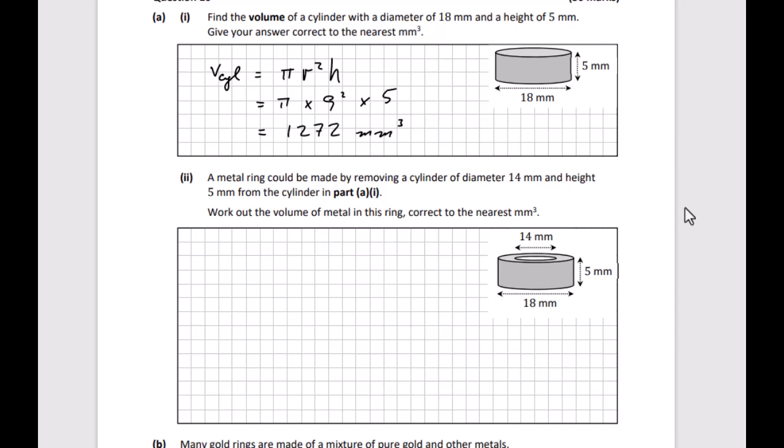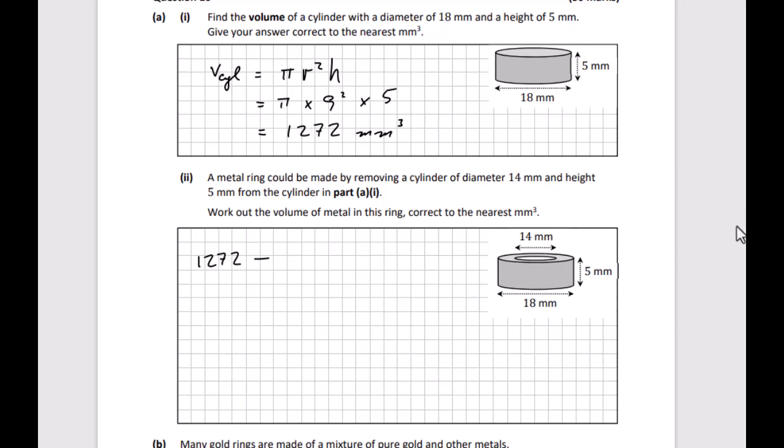millimeters cubed. A metal ring could be made by removing a cylinder of diameter 14 millimeters and height 5 millimeters from the cylinder in part A1. Work out the volume of metal in the ring correct to the nearest millimeter cubed. So we've got to take 1272. You've got to subtract pi r squared h. That's the metal that's going to be removed from the center here. It's a cylinder in the middle.